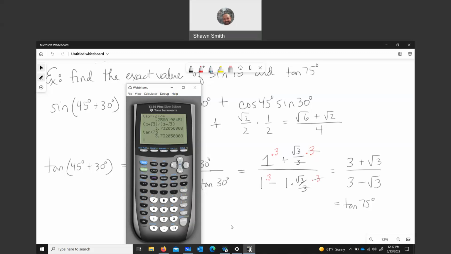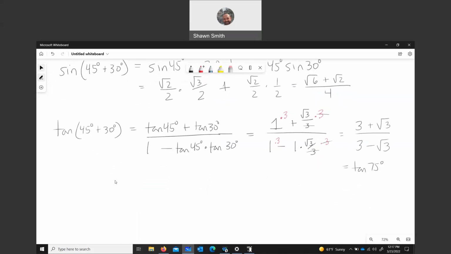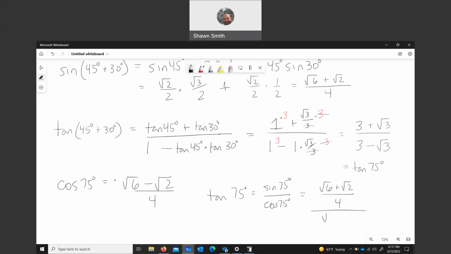I can also say, well, somewhere in the test I already did cosine of 75 degrees. If you recall, you can go back and look at it. It was the square root of 6 minus the square root of 2 over 4, right? So I can say tangent of 75 degrees is equal to the sine of 75 degrees over the cosine of 75 degrees. So this avoids the entire tangent formula. So I plug in, where's my sine? Right here, square root of 6 plus the square root of 2 over 4 divided by the square root of 6 minus the square root of 2 over 4.